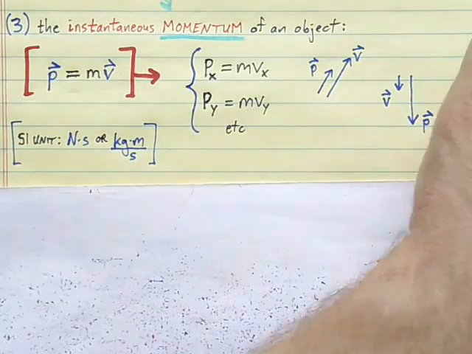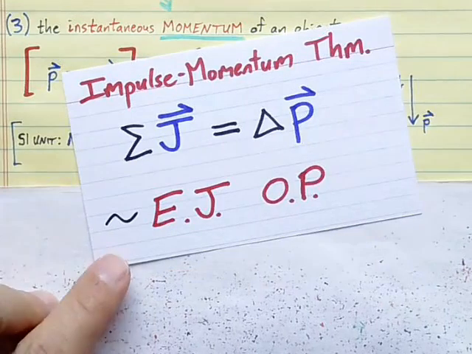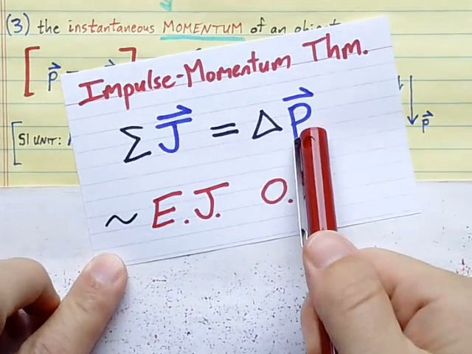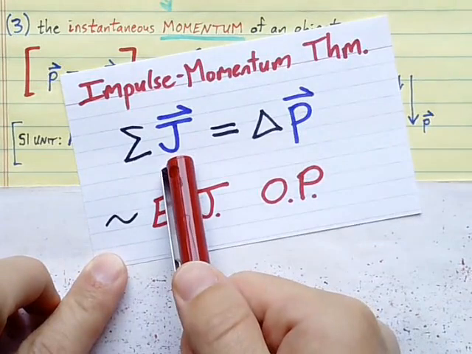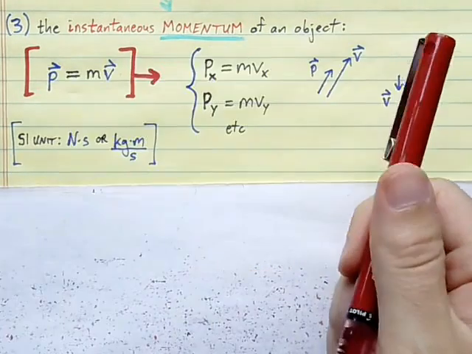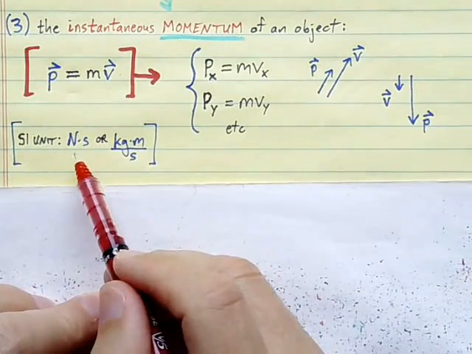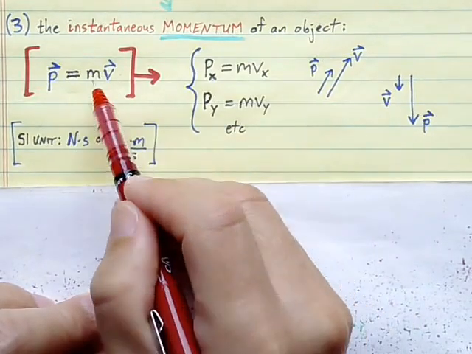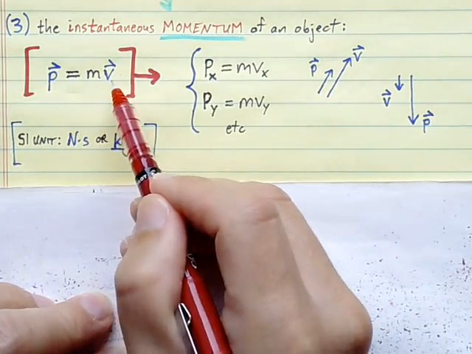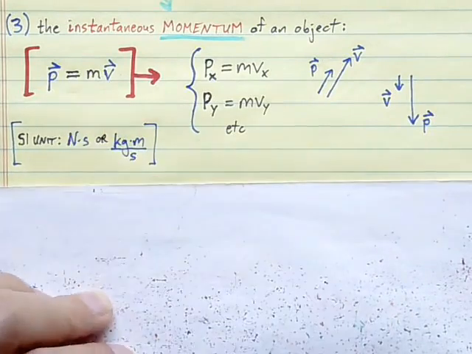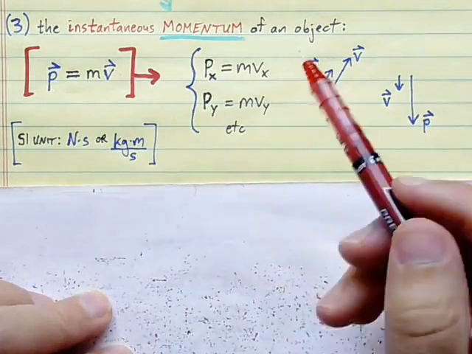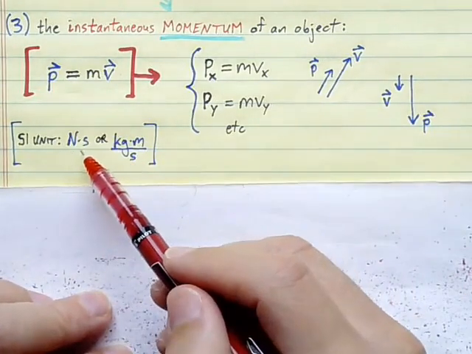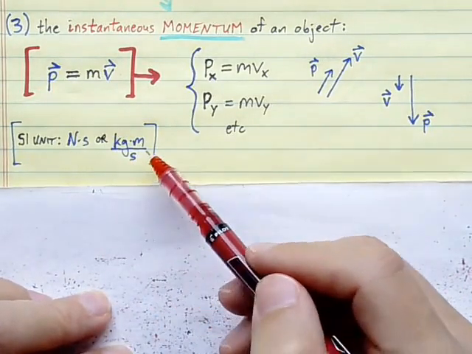Unit-wise, we've already shown that momentum has the same dimensions as impulse, which we measured in Newton seconds. So Newton seconds, or based on this, we can see that the combination of SI units, kilograms times meters per second, also gives us a unit for momentum. So these turn out to be equivalent, so we can measure momentum in Newton seconds or kilogram meters per second.